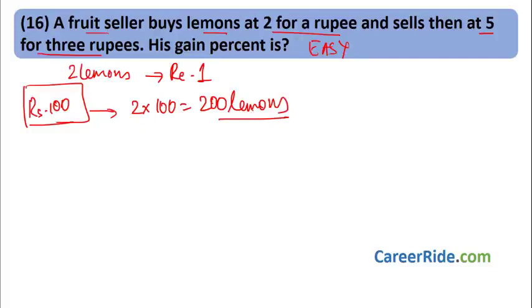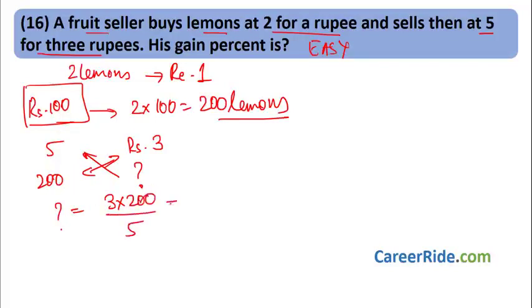Now he starts selling those lemons. If he sells 5 lemons for rupees 3, so 200 lemons would be sold for how many rupees? Simply cross multiply. What do we get? We get 3 into 200 divided by 5, that would be 600 by 5. This is 120 rupees.